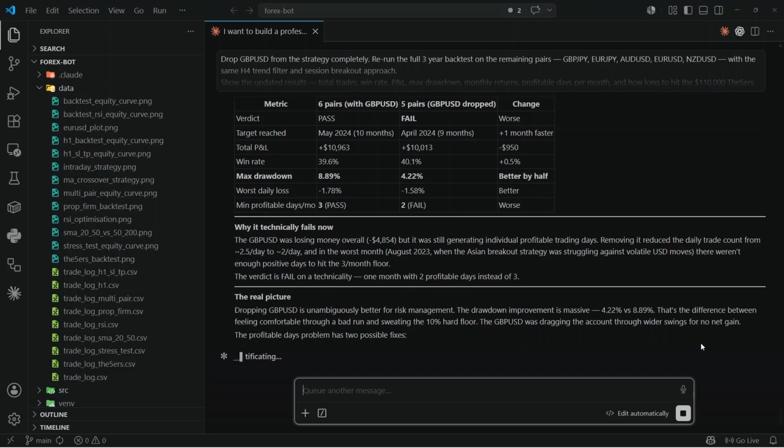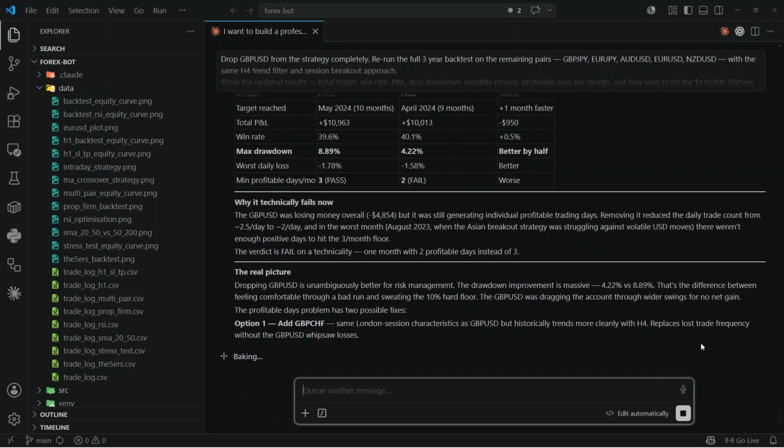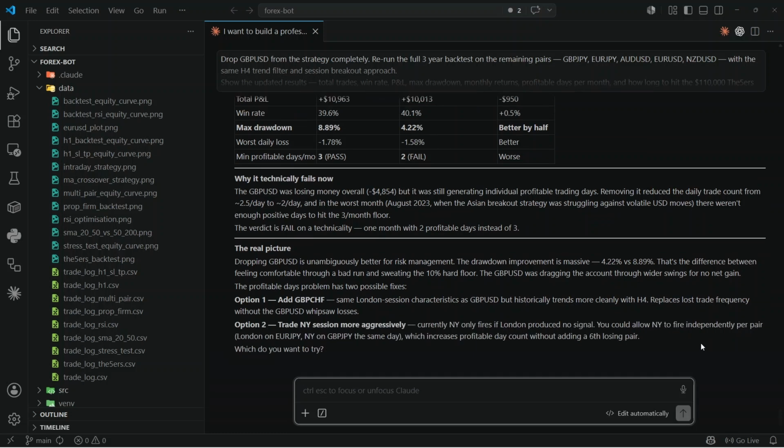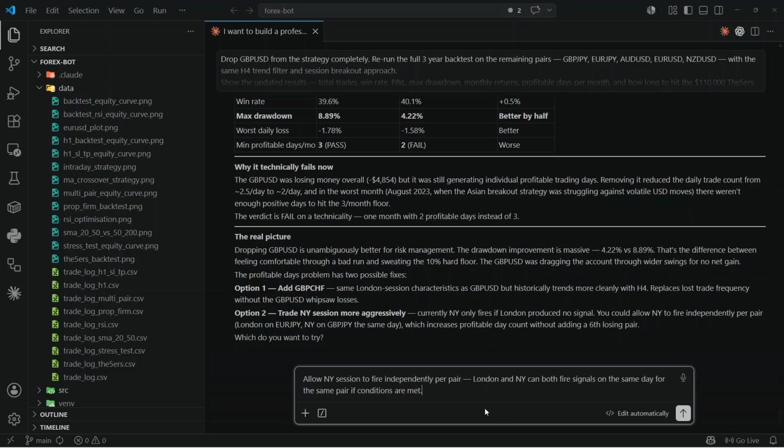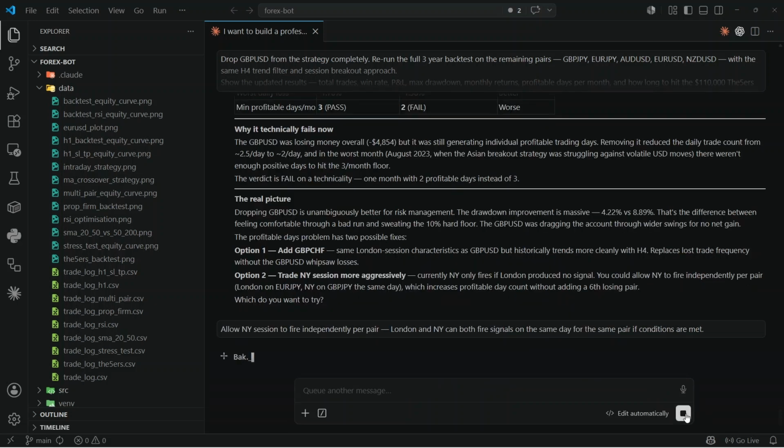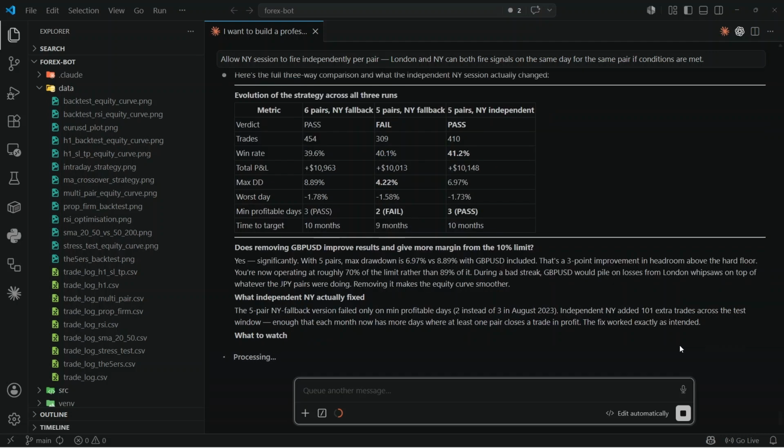But dropping GBPUSD reduced trading frequency. Fewer pairs meant fewer signals. So we made one adjustment. Instead of the New York session only firing when London produced no signal, allow both sessions to fire independently on the same pair on the same day. More opportunities from the pairs we already trust. Same quality filter. Passed again.